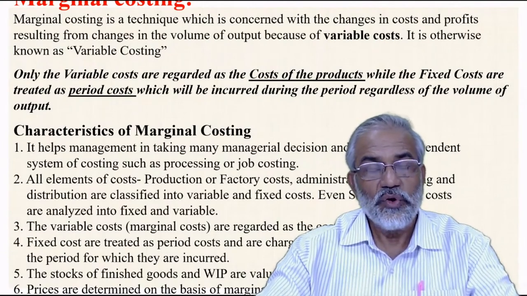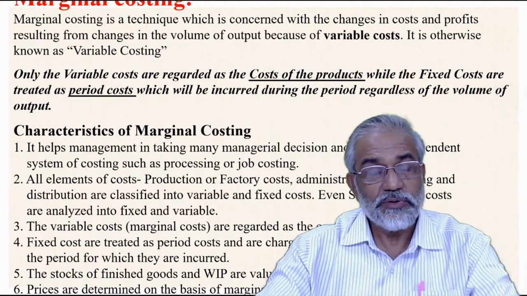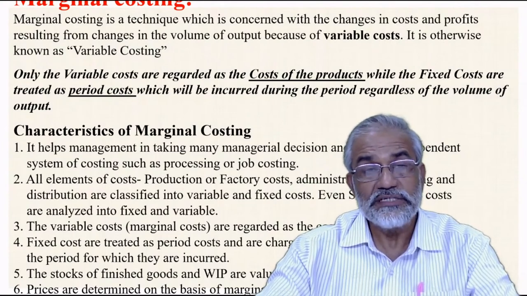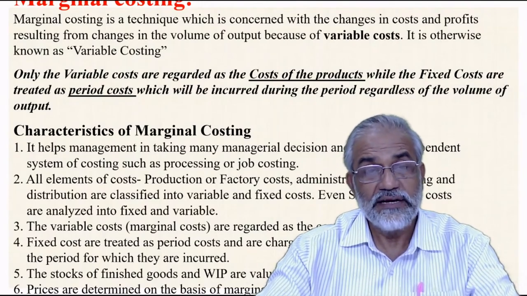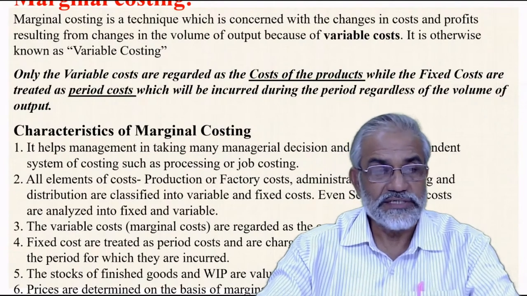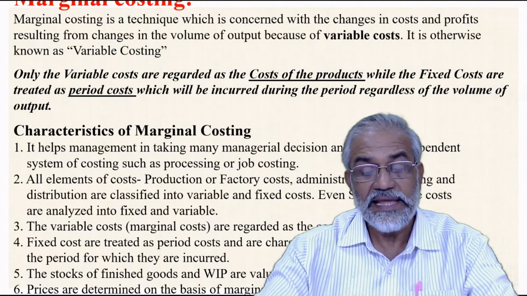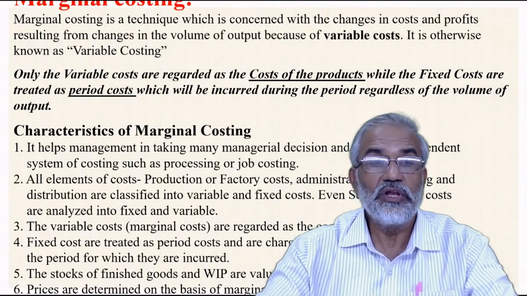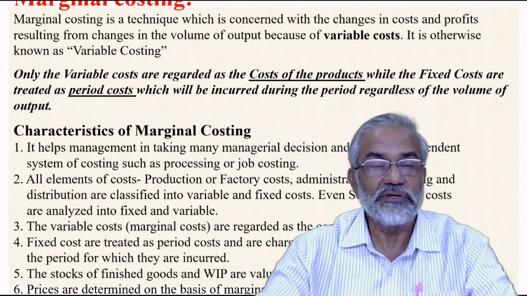That means when you are producing 1 unit, if the variable cost for 1 unit is 10 rupees, and if you are producing 100 units, then exactly it will be the multiplication of the 100 for the 100 units. That is called variable cost. It varies directly and proportionately with the volume of production. That is called the marginal cost or the variable cost.